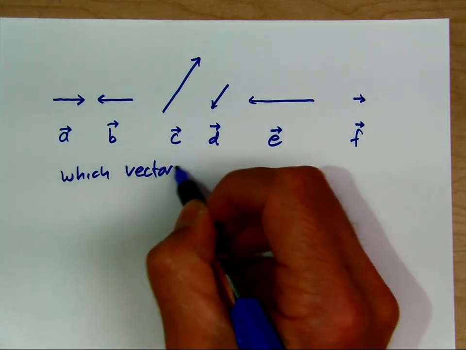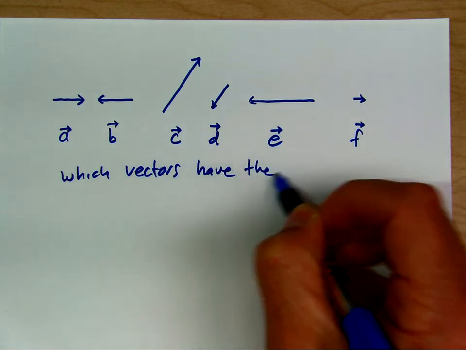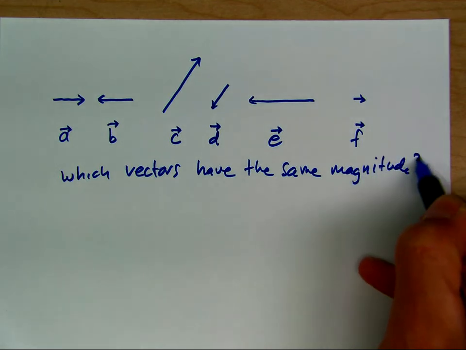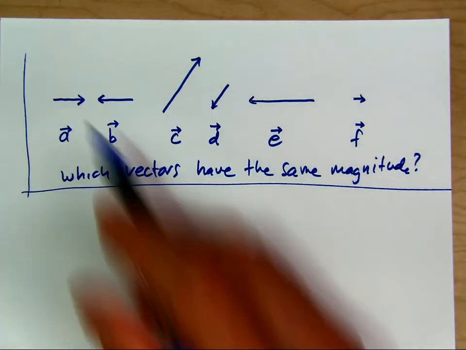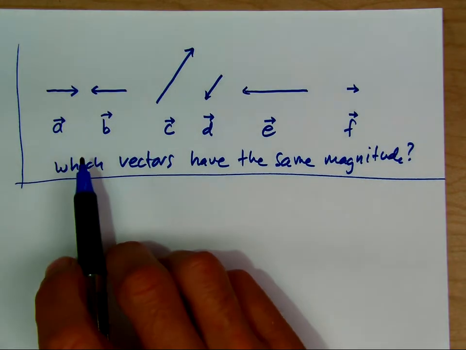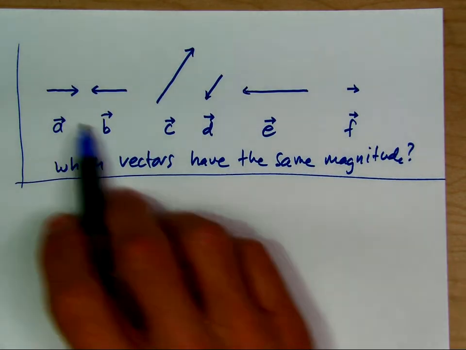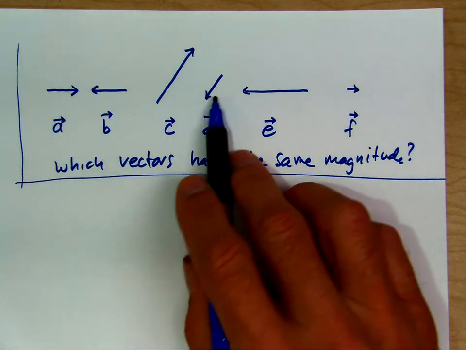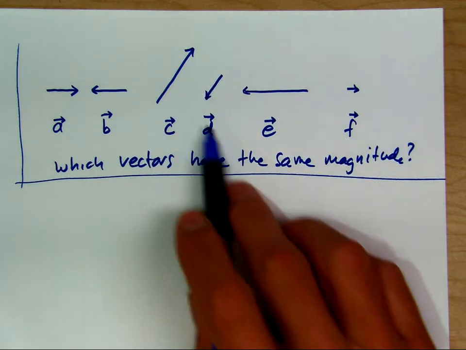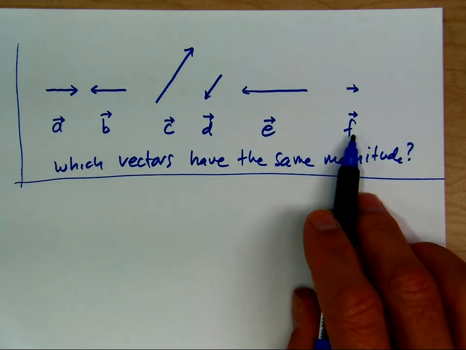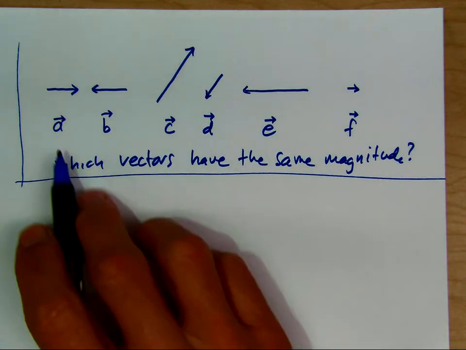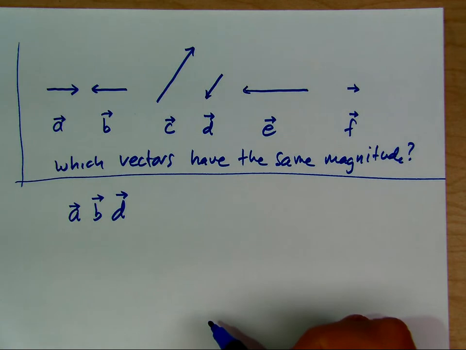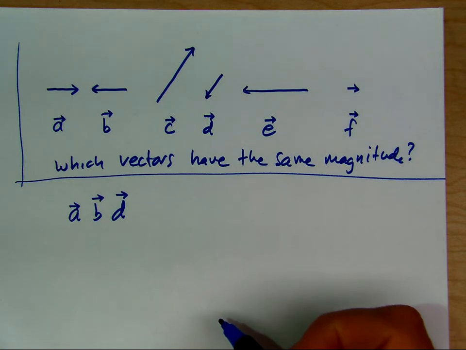Which vectors have the same magnitude, and we just have to estimate. So if we're looking for magnitude, we just want the same length. So it looks like A and B have the same magnitude, they have opposite directions, and maybe D has the same magnitude. C looks longer, E looks longer, and F looks shorter. So let's say A, B, and D have the same magnitude.